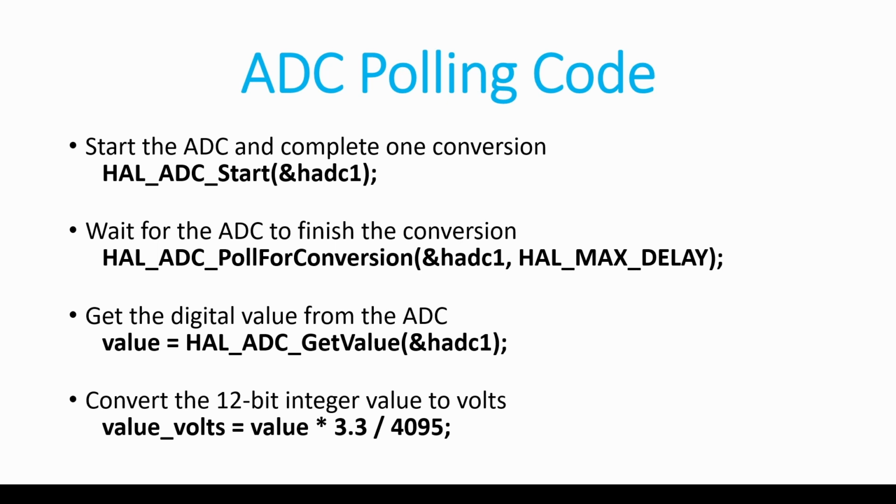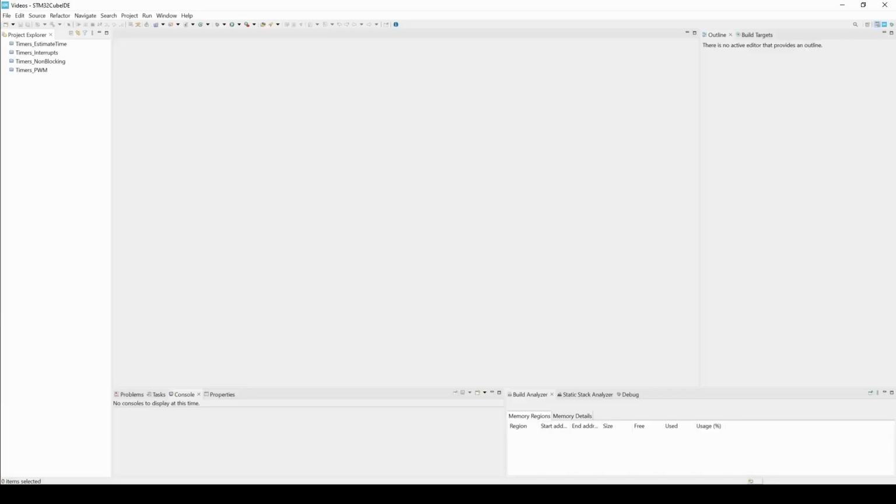Finally, the exact decimal voltage of the analog signal can be acquired by multiplying the ADC value by the reference voltage and then dividing by the max ADC integer value. For all STM32s, the reference voltage is the operating voltage, which is 3.3 volts, and 12 bits corresponds to 4095. I will now open the Cube IDE, create a new project, and initialize all peripherals within their default mode.